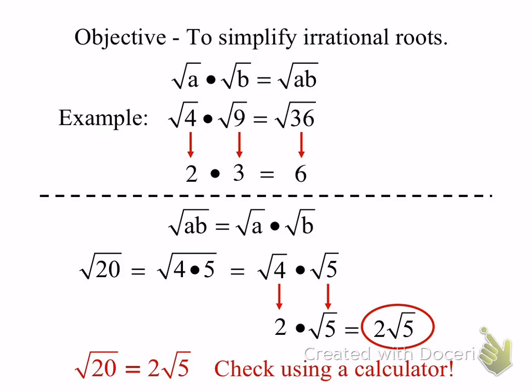And if I were to get the square root of 20, plug it into my calculator, I get about 4.4. And when I multiply 2 times the square root of 5, which is 2.2, times 2, I also get about 4.4. Okay, so they're equivalent.